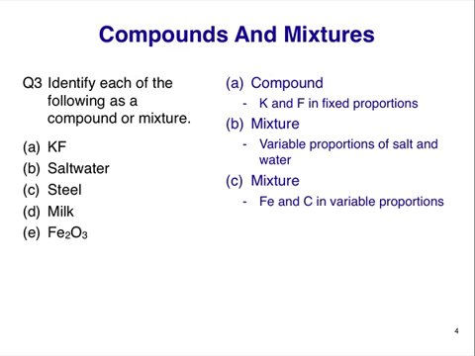Perhaps you don't know much about steel, but it's a mixture, mostly of iron and carbon. But it can be made with different amounts of these elements, so its composition can be varied. The result is still steel, just different kinds of steel. Compounds have fixed compositions. Mixtures have variable compositions.